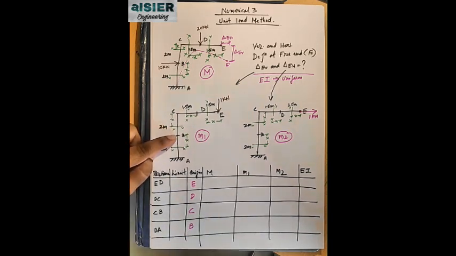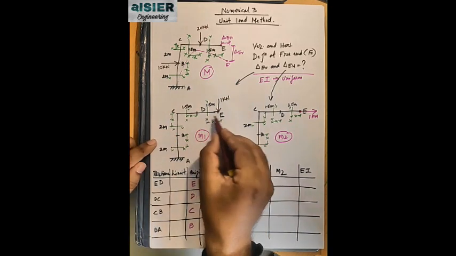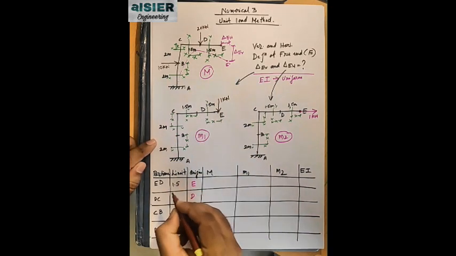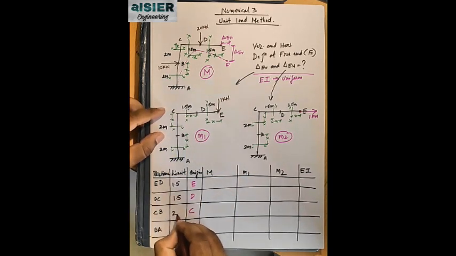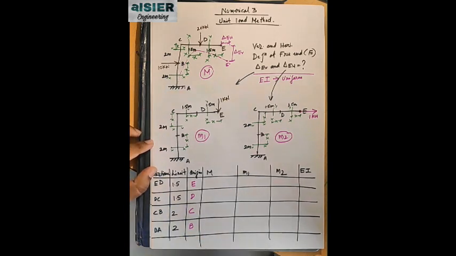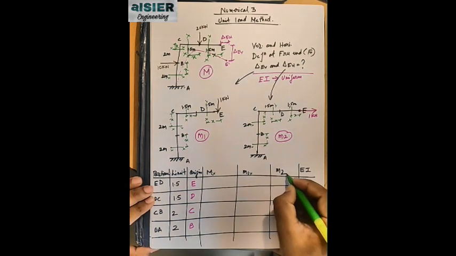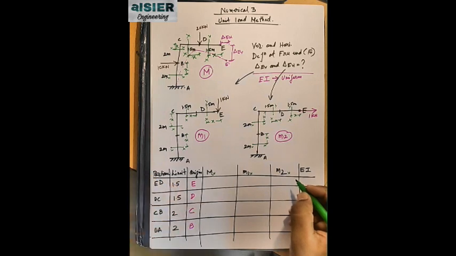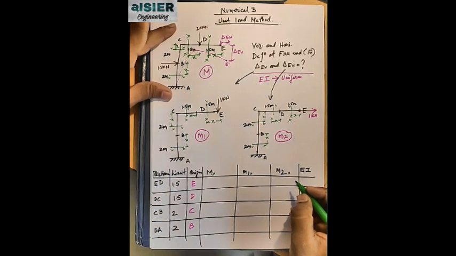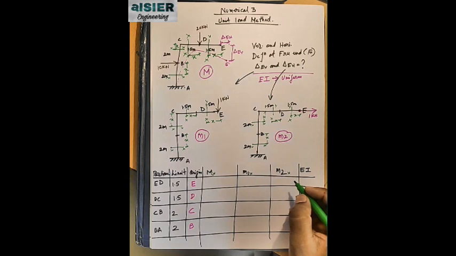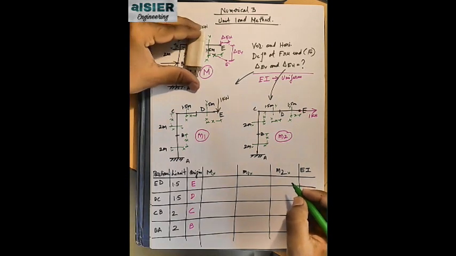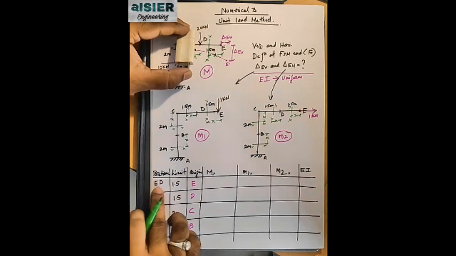Now what will be the limits here? Limits will be ED. What is span of ED? It is 1.5. For span of CD, it is again 1.5. CB, it is 2. And BA, it is again 2. Now we will try to calculate the moments. So first we will calculate Mx. Then we will calculate m1x, and last we will calculate m2x. So for Mx, we have to refer the M diagram. So here you can see this is the section. Okay. So here first is ED.